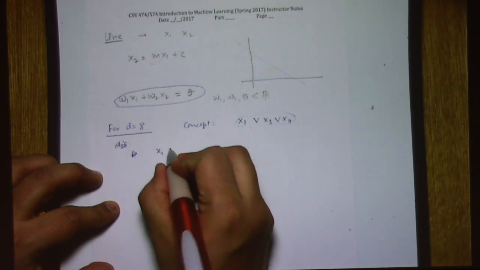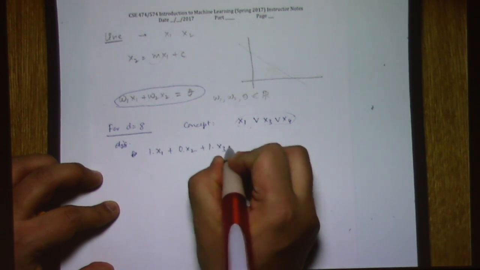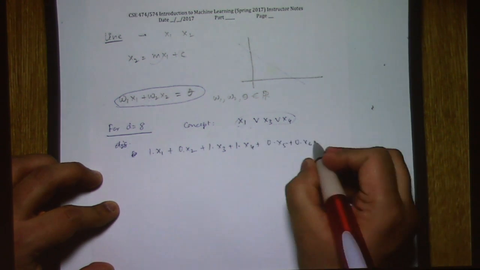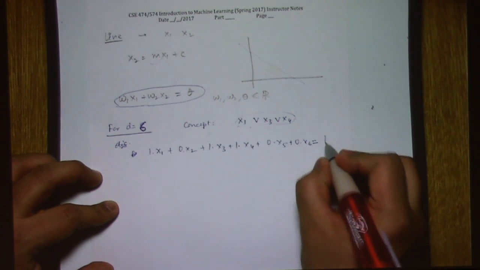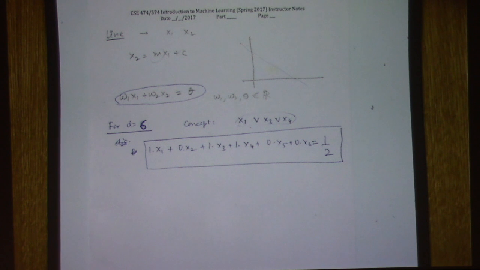1 times x1 plus 0 times x2, 1 times x3, 1 times x4, 0 times x5, 0 times x6, is equal to half. This equation, this line or this hyperplane in 6-dimensional space, will divide the data very nicely. It will divide it in a way that all the positive points that are labeled by this concept are on one side and all the negative points are on the other side.